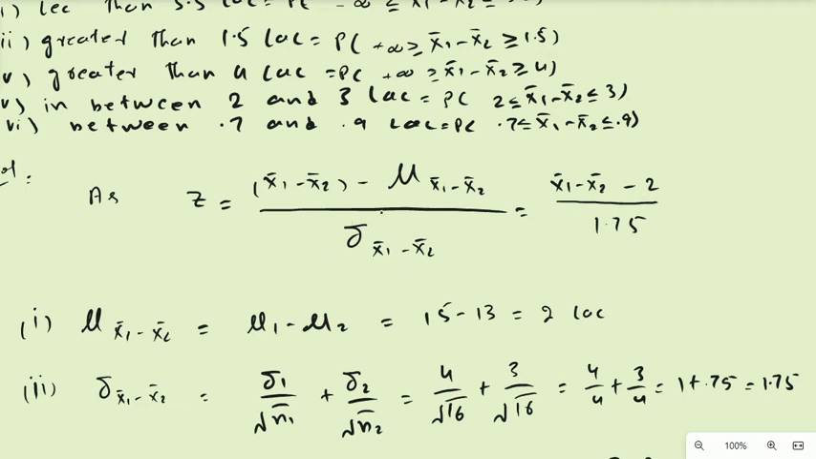Now, we have to calculate this value, and for this the formula is the square root of sigma 1 squared divided by n 1 plus sigma 2 squared divided by n 2.